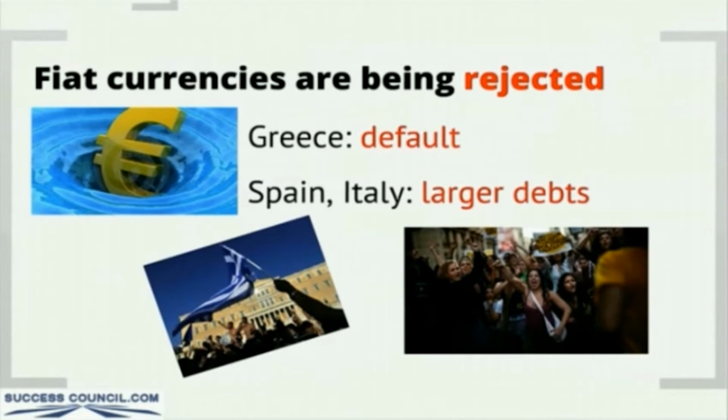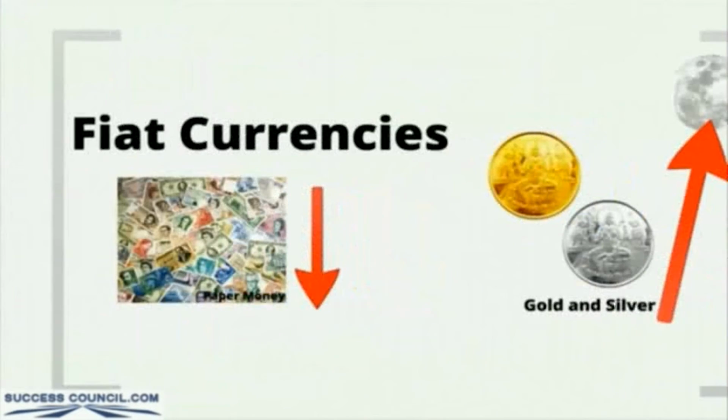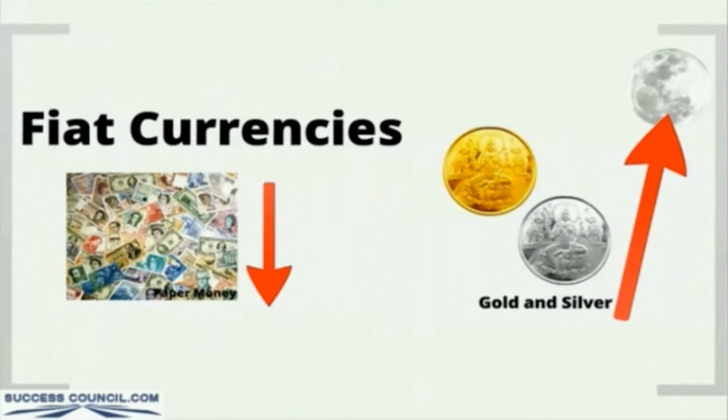The euro is about to implode under its own debt obligations, with Greece defaulting. Spain and Italy have much larger debts, and they're not far behind. Already there are riots in Greece, Spain, and England, and the fiat currencies of the world will all collapse in this decade. And with it, the demand for precious metals to be used as money will, I believe, send the price of gold and silver to the moon.